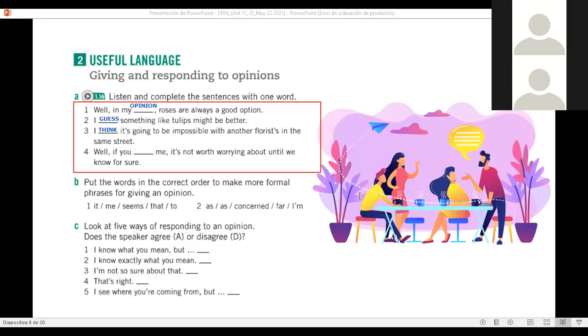4. Well, if you ask me, it's not worth worrying about until we know for sure.